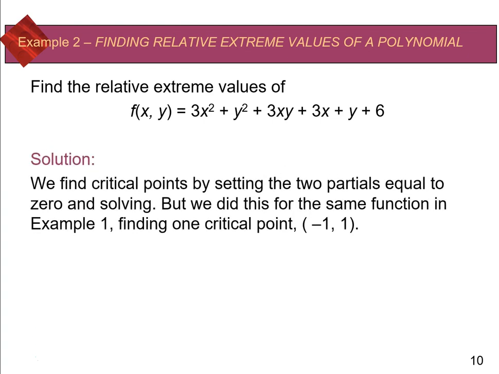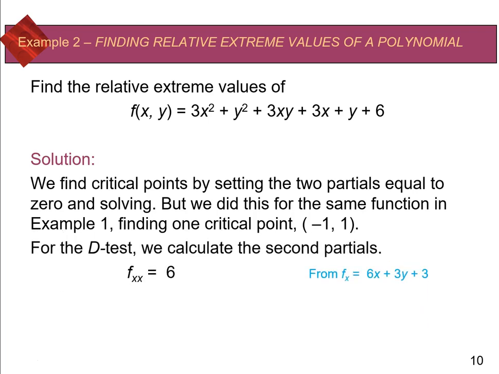Now it says we find critical points by setting the two partials equal to 0 and solving. Okay, this is what we did in example 1. So go back to example 1, and we did find one critical point at negative 1, 1. So now what we're going to do is say, okay, well, what is this critical point?